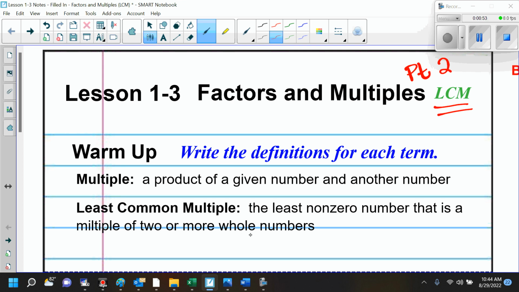The least common multiple is the least non-zero number that is a multiple of 2 or more numbers. So once we write our list of multiples, then we can get the one that is the smallest, which is the least common multiple.